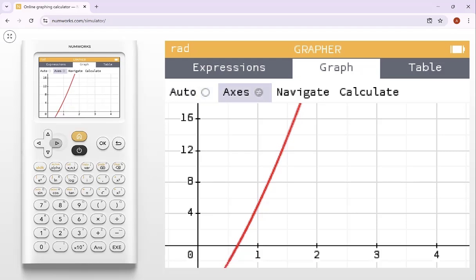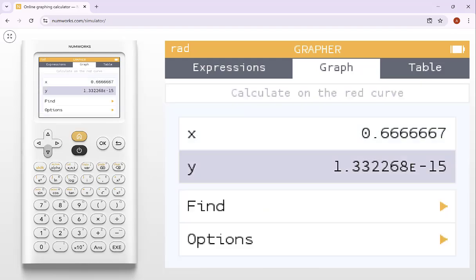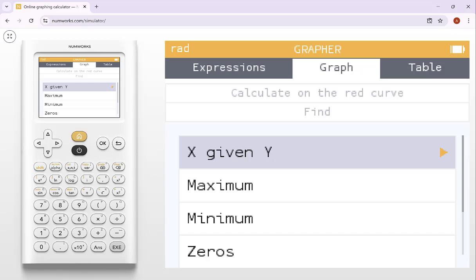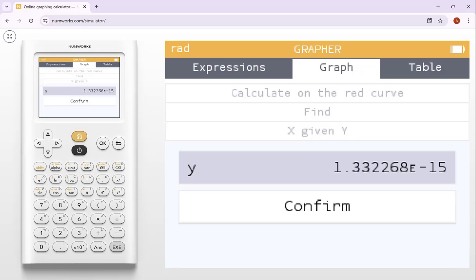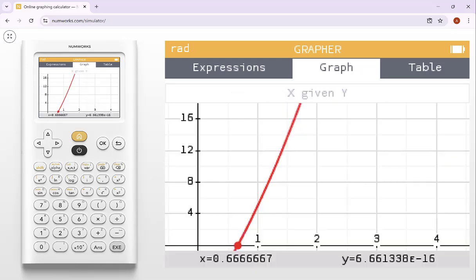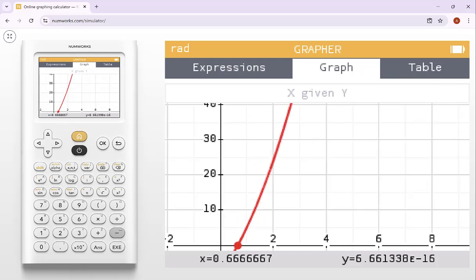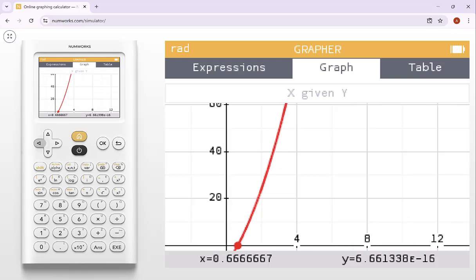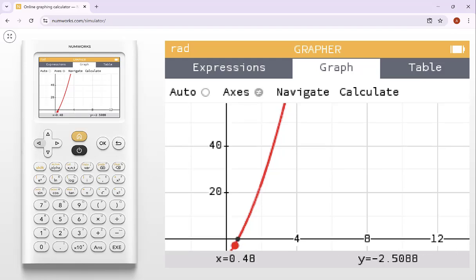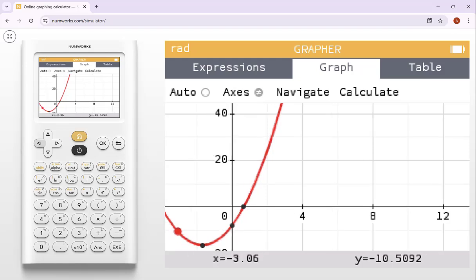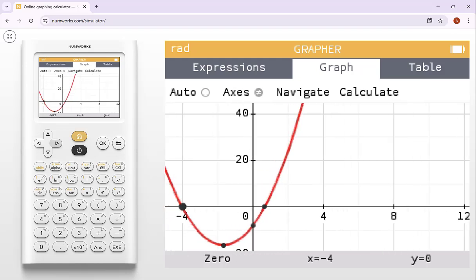If I go up here, just to show you a few more things, find x given y, that's the same thing we just did. If I wanted a y value of 0, it would spit out one of the answers. It's not going to spit out both of the answers. If I hit the minus button, it'll actually zoom out, and I can see more of the graph. Maybe not. If I hit the back button, there we go. If I hit the back button, I can find the other one.